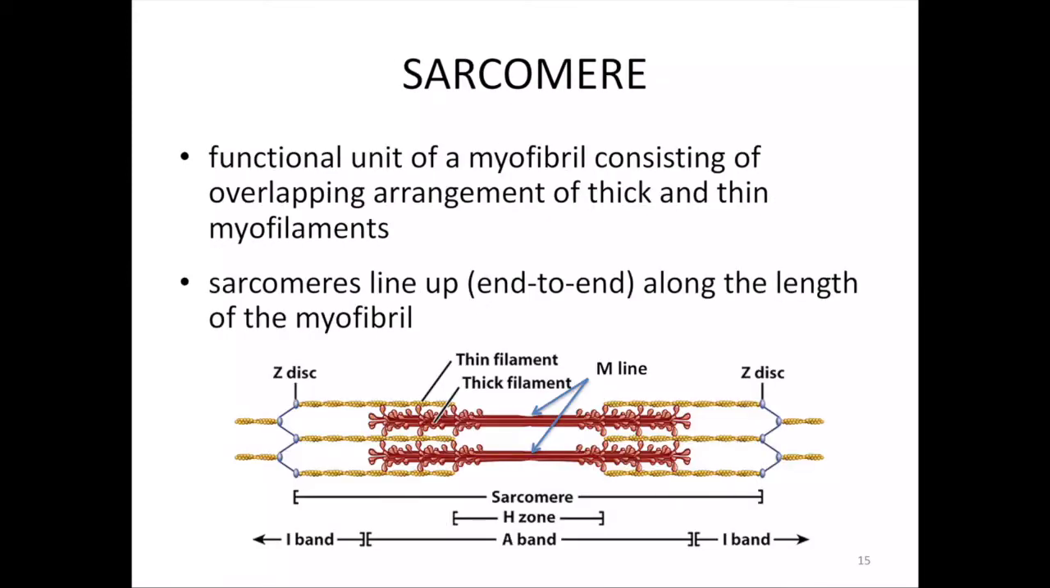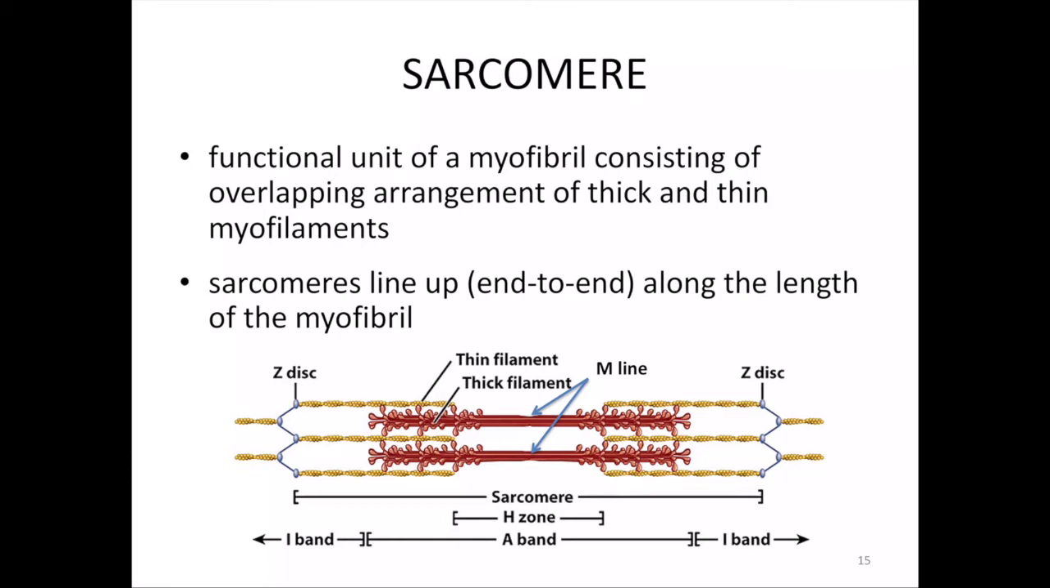Up to this point of the lecture, I've introduced myofibrils as consisting of collections of overlapping actin and myosin myofilaments that are lined up end to end to end to end. But now we're going to assign an official name to that. So when we talk about the functional unit of a myofibril, we're talking about the sarcomere.